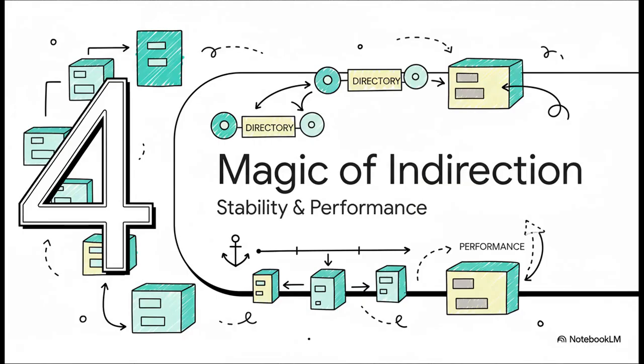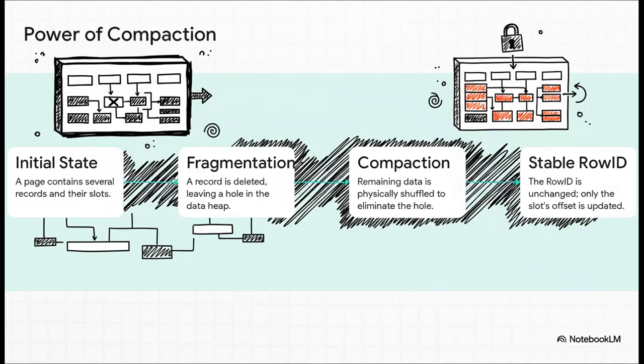Okay, so this brings us to our final section, where we get to see exactly why this design is so incredibly powerful in the real world. And it all comes back to that one magic trick, indirection. It gives us stability, it gives us performance, and it gives us incredible control. Let's just walk through a scenario.